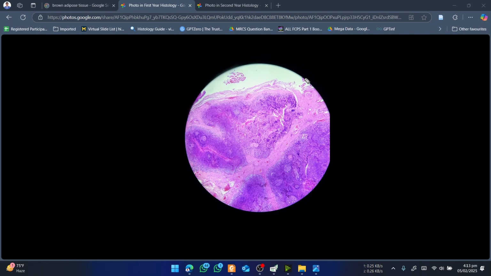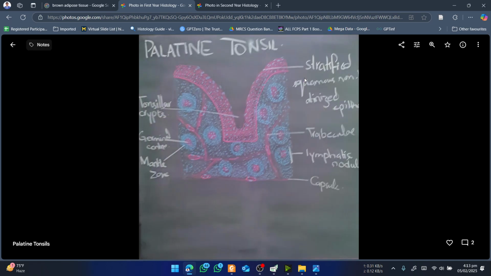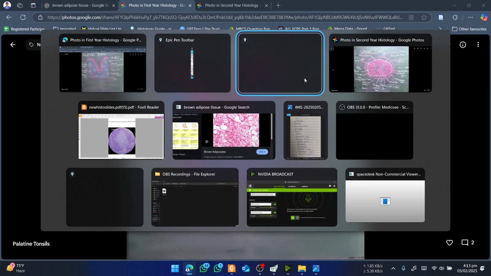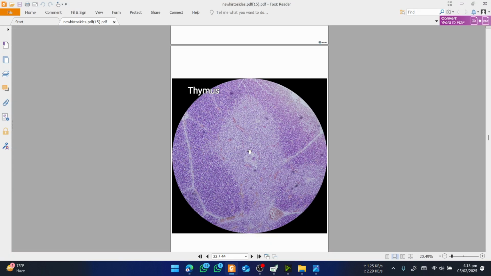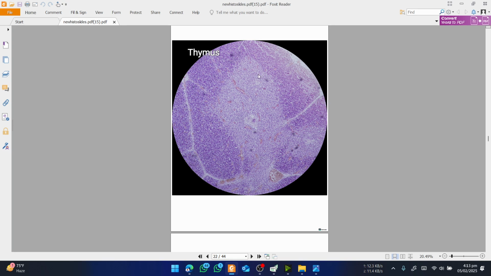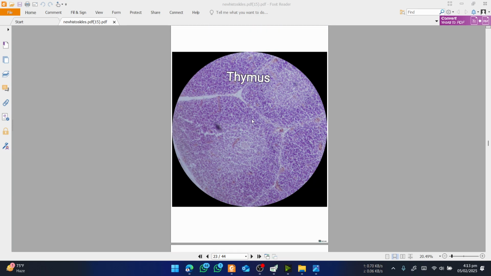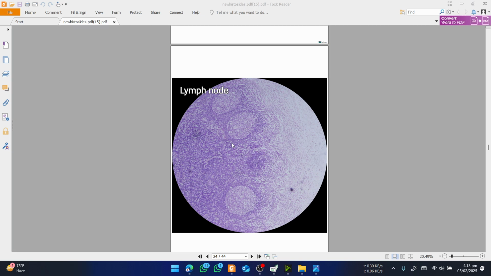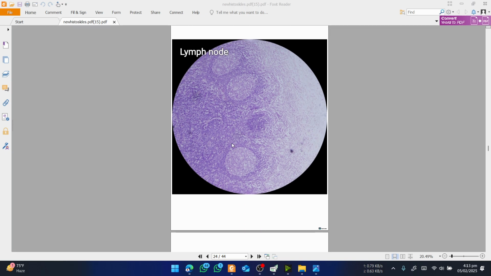So this is about the lymph nodule and palatine tonsil. Let me quickly go through them. This is the thymus, and this is the Hassall's corpuscle in them. As you move down, this is the zoomed in thymus again, and here is the Hassall's corpuscle in them. As you further move down, there is lymph node, and these are the lymph nodules that are present inside them.